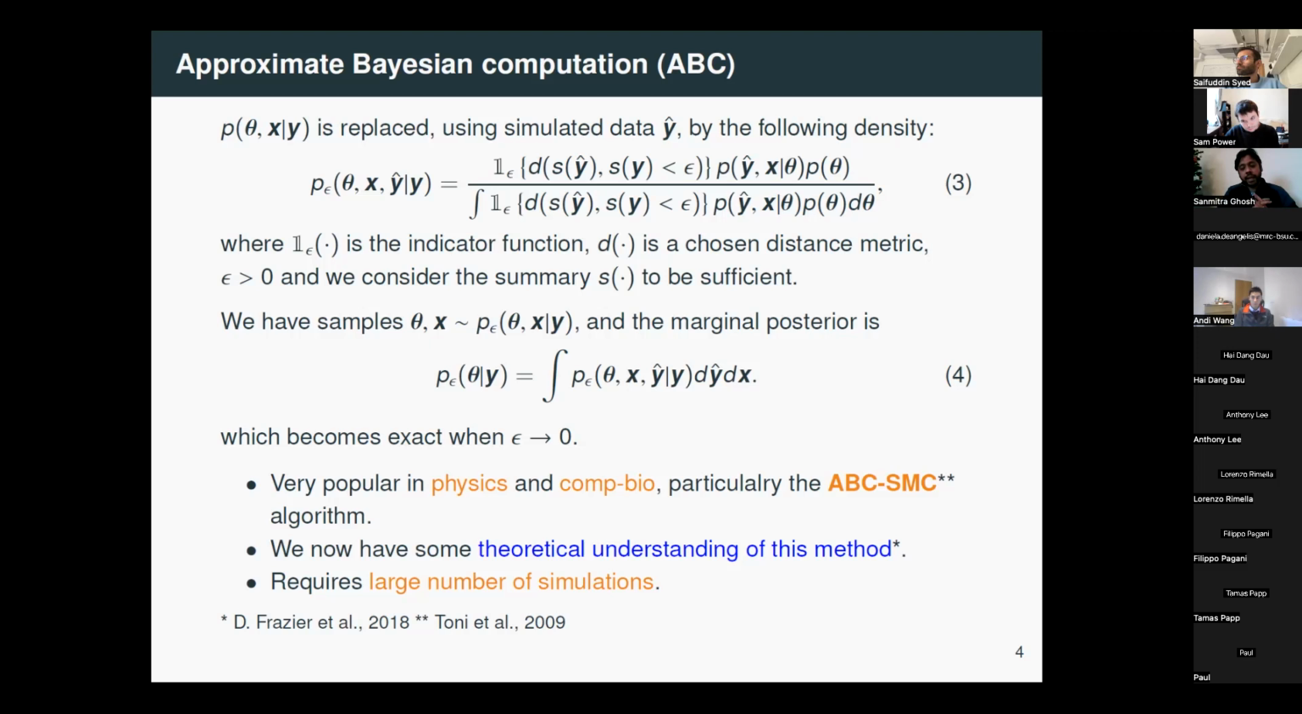But the nice thing about ABC is that there's a lot of theoretical work that has been done, mostly recently, and we have some good understanding of some of the key issues in ABC, for example, concentration rate and all this stuff. And I would say the limitation of ABC is that it requires huge simulations, obviously, because it is dependent on generating simulations, right?